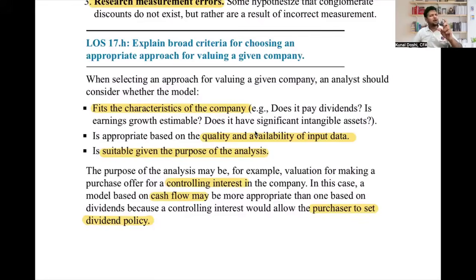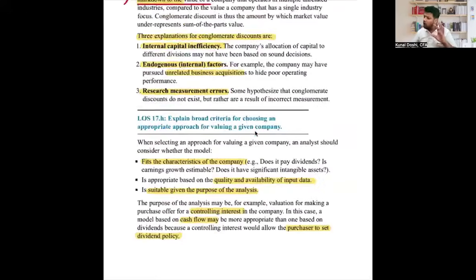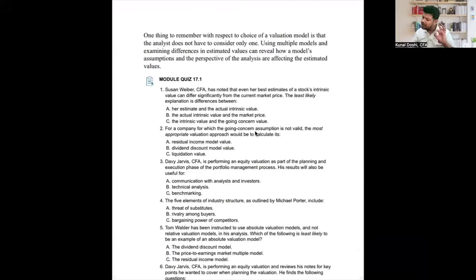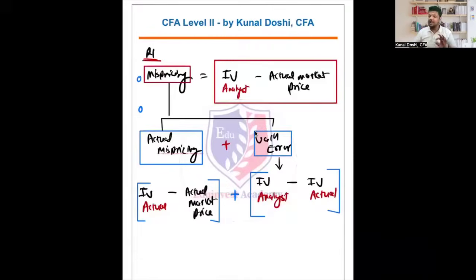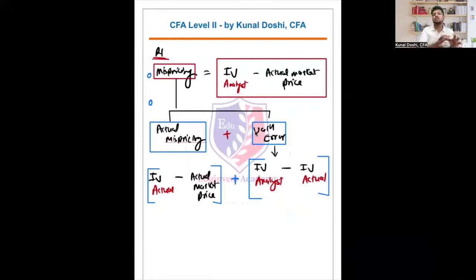So accordingly, the models will change, which we will see throughout the syllabus. Got it? Overall, in this topic, we just have one formula that is related to mispricing: mispricing, actual mispricing, and valuation error. Together is what we get to know the mispricing. Very, very often asked in exam, very highly asked in exam. This is what the mispricing is.